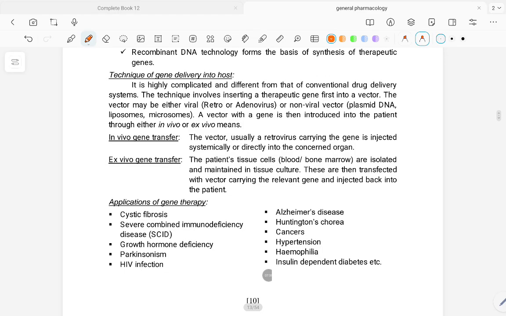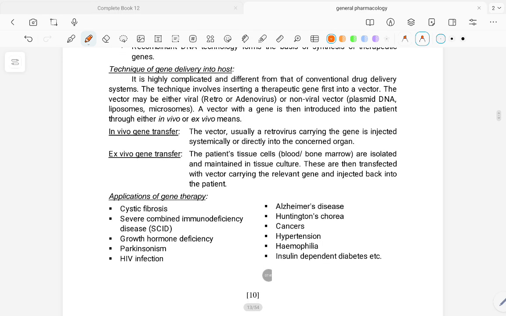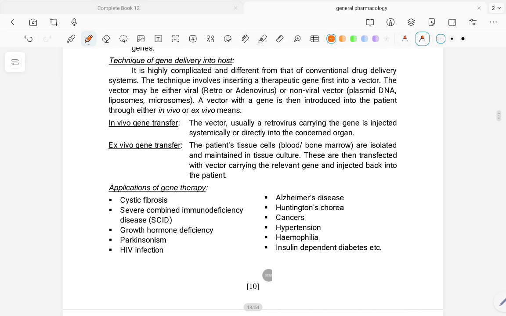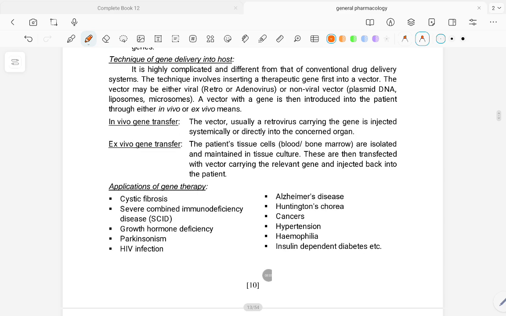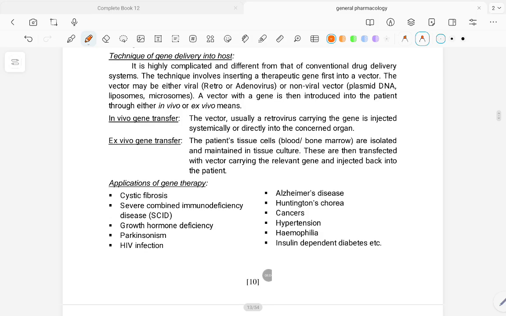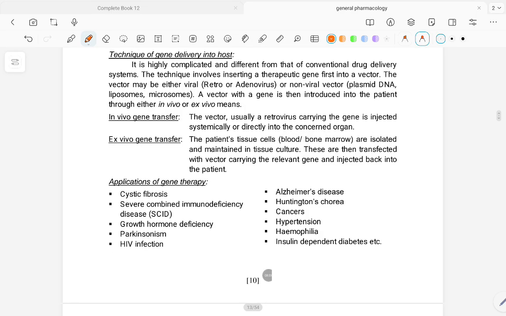Technique of gene delivery into the host. It is highly complicated and different from that of conventional drug delivery systems. The technique involves inserting a therapeutic gene first into a vector. The vector may be either viral, retroviral or adenoviral, or non-viral: plasmid DNA, liposomes, microsomes.